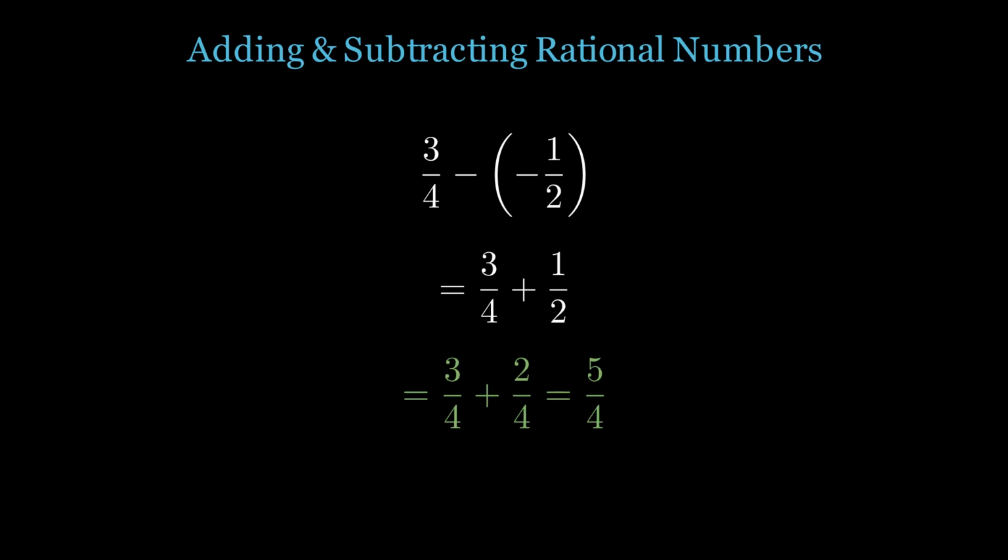Once again, we change the denominators to match. By changing 1/2 into 2/4, we can add them to get 5/4. Part 2 covers multiplying and dividing rational numbers.